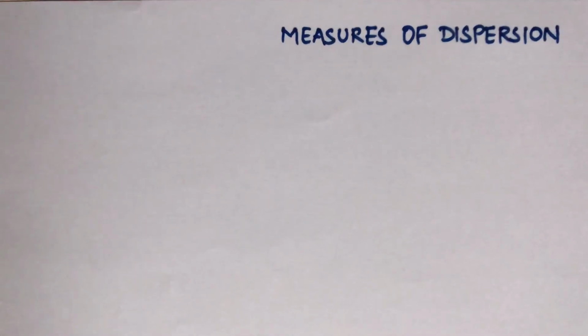Moving towards the next part of biostatistics, that is the measures of dispersion. Yesterday, in the last video, we saw the measures of central tendency. Central tendency describes the data in a single typical value. There are three measures: mean, median and mode. Over there you get that single typical value.